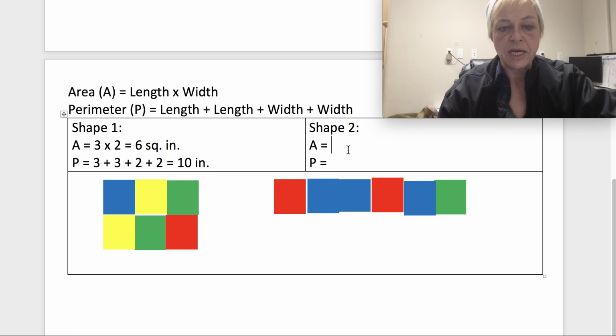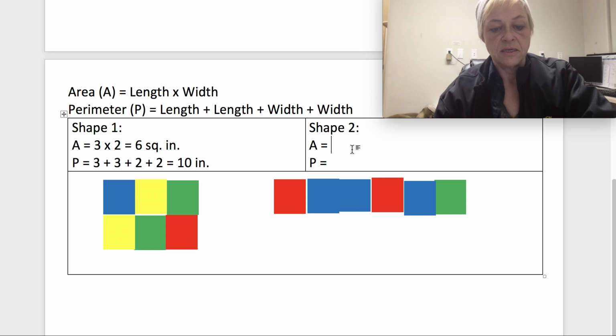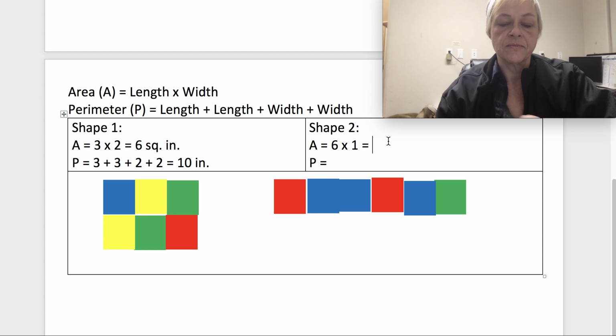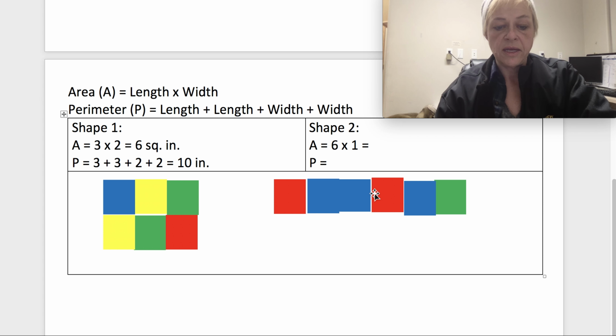Let's move over here to shape number 2. Again, area is length times width. So let's see what the length is. 1, 2, 3, 4, 5, 6. 6. And we have to multiply that by the width. The width on this one is simply 1. And 6 times 1 is 6.